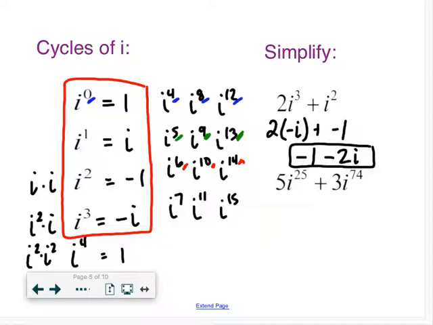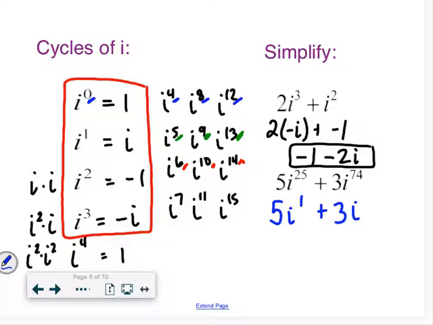All right, so we're going to do 5i to the 25th plus 3i to the 74th. For 5i to the 25th, I'm going to think about 25 divided by 4. What would be my remainder? Remainder 1. Okay, 5i to the first. 25 divided by 4 is 6, remainder 1. All right? Then I've got plus 3 times i to the 74th.